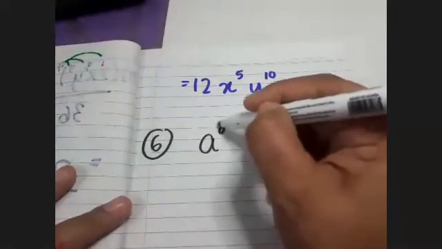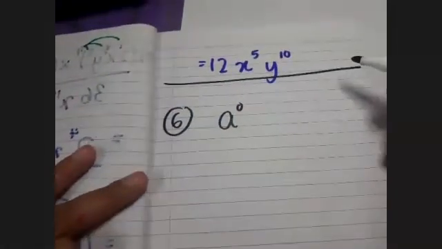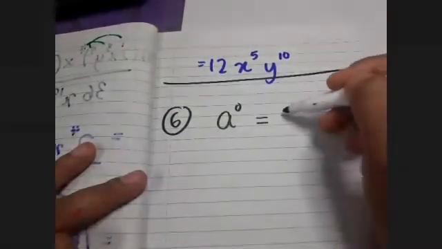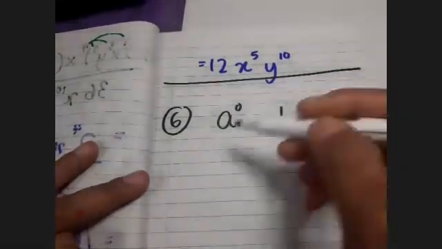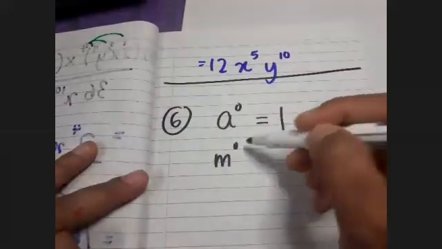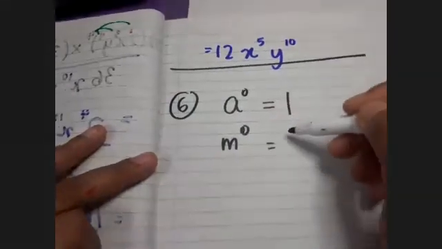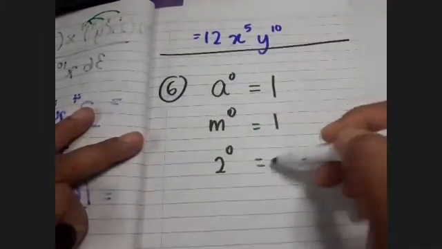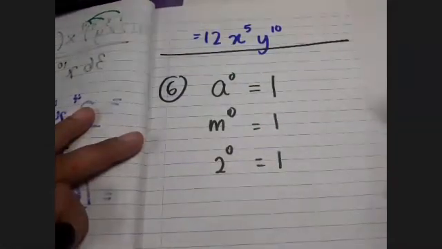A power of 0. Okay, this is the new law you need to know. If a power of 0, the answer is always 1. Let's say m power of 0. When the power is 0, the answer is 1. 2 power of 0, you will get 1. You can use your calculator also.